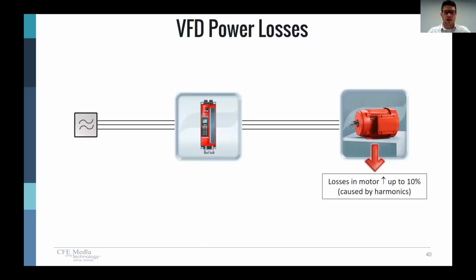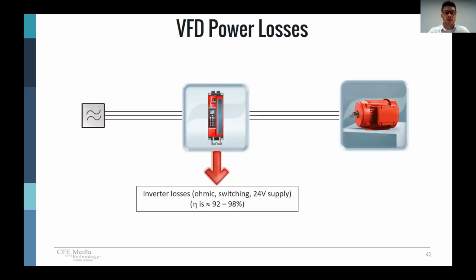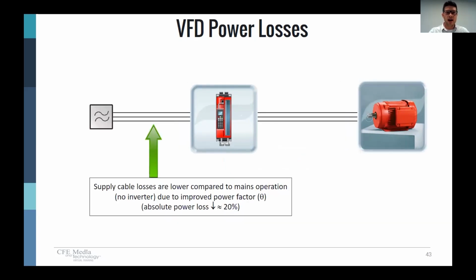So let's just review, there's kind of a lot of things we discussed, some of the VFD power losses real quick. One of the things I mentioned was we can have harmonic losses in the motor up to about 10%. We can have some cable losses from the inverter to the motor. We talked about that just now, parasitic capacitance. It can be roughly 4%. And the inverter has some losses. So there are losses when you add a VFD to the system. But oddly enough, in the cable between your supply and the inverter, you can actually gain some energy there. Remember we were talking about the power factor earlier.